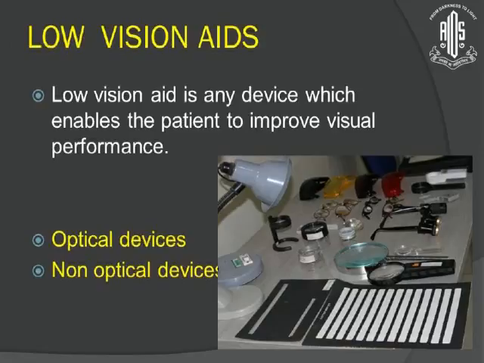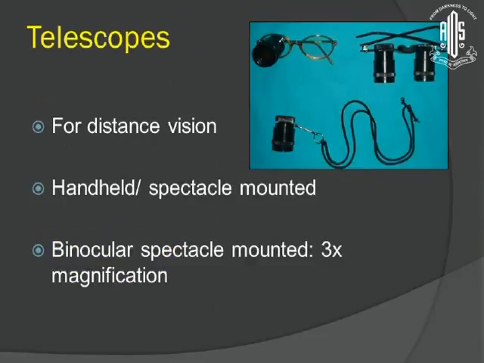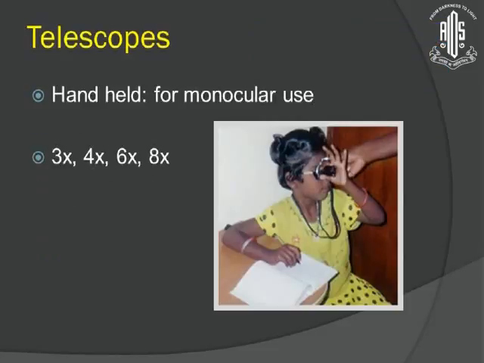Coming to low vision aids, a low vision aid is any device which enables the patient to improve his or her visual performance. This could be an optical device or a non-optical device. Telescope is one of the commonly prescribed low vision aids for distant vision. This could be handheld or spectacle mounted, and binocular spectacle mounted produces about 3x magnification. This is a child using a telescope to read the blackboard and simultaneously writing down.